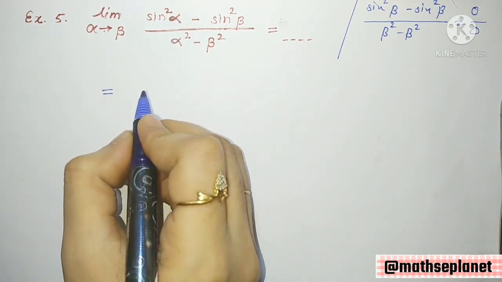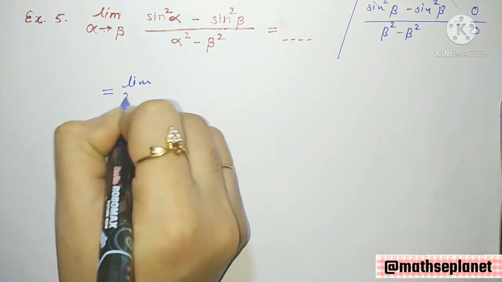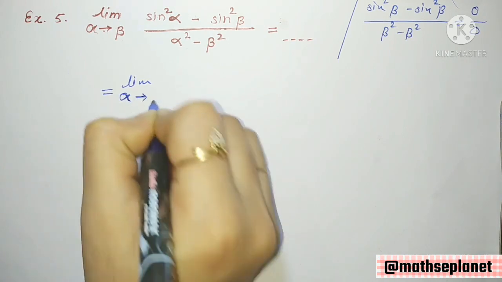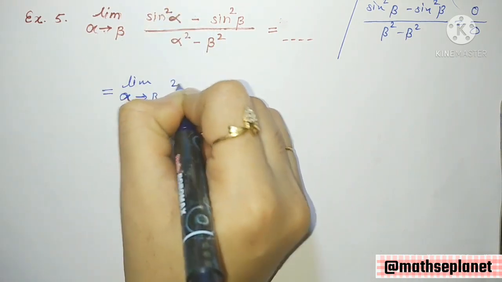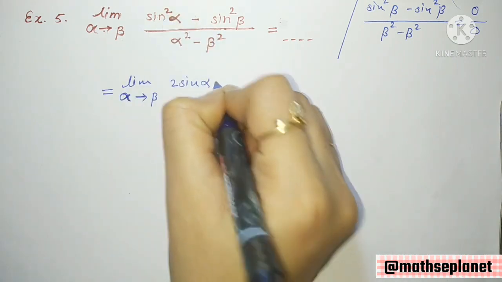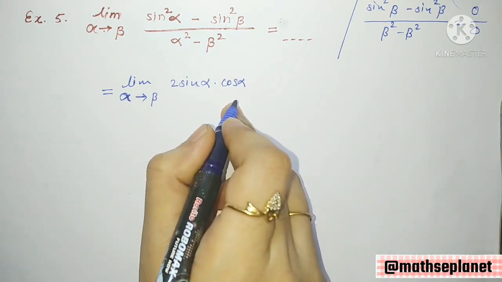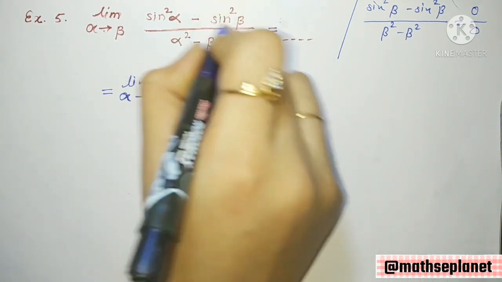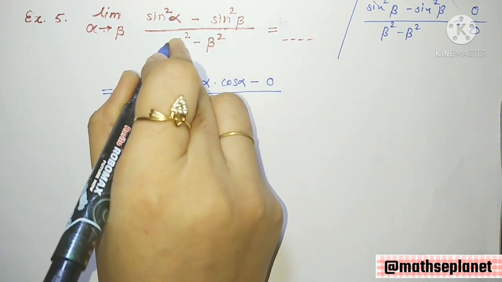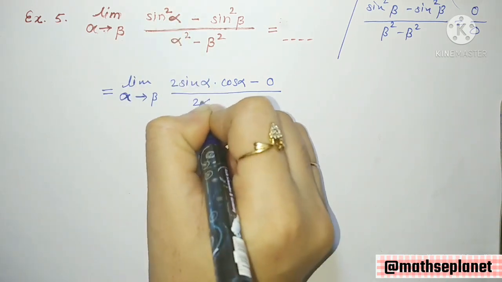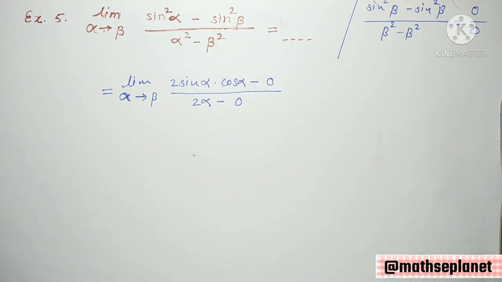To apply the rule we have to differentiate numerator and denominator separately. So take the differentiation, limit alpha tends to beta. The differentiation of sine square alpha is 2 sine alpha into cos alpha; we are using the chain rule here. Minus sine square beta is a constant term, so its differentiation will become 0. The derivative of alpha square is 2 alpha, and the differentiation of beta square is 0 because beta is a constant.